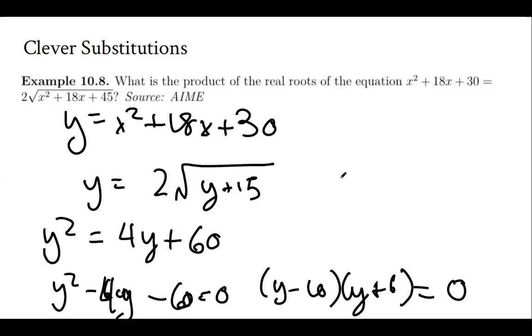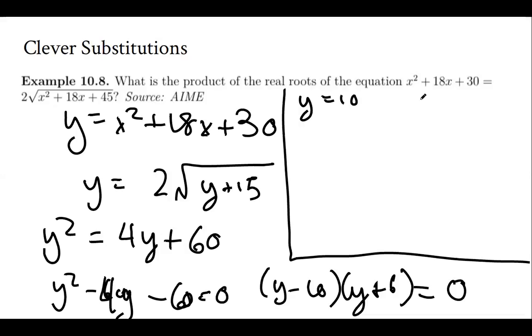So now we have two possibilities. Actually, there's only one possibility, sorry. Because the two solutions are y equals 10 and y equals negative 6. But if we look at this equation here, the square root cannot be negative. So that means that y cannot be a negative number. And that means the solution is extraneous. So we focus only on y equals 10.